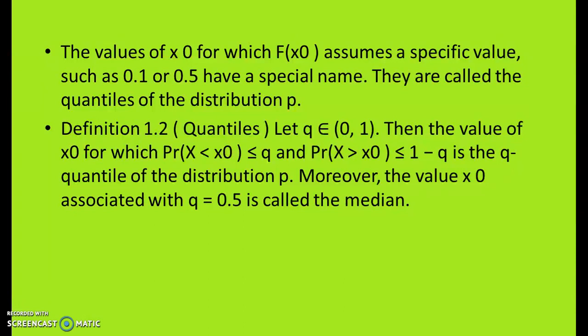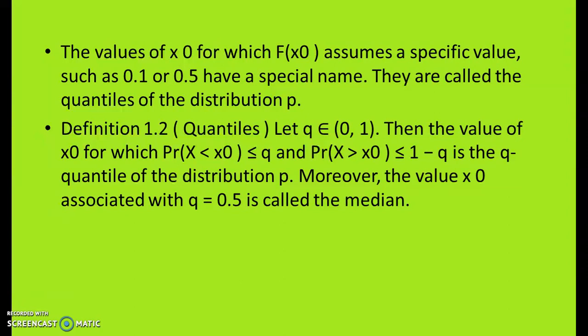The definition of quantiles: if we consider q belonging to 0 to 1, then the value of x0 for which the probability of x less than x0 is less than or equal to q, and the probability of x greater than x0 is less than or equal to 1 minus q, is the q quantile of the distribution P. This is something which, if you don't get it the first time, you can listen to again, twice or thrice. I am sure you're going to get this. I'm not going to repeat it right now, but this is a very important concept which we need to focus on.